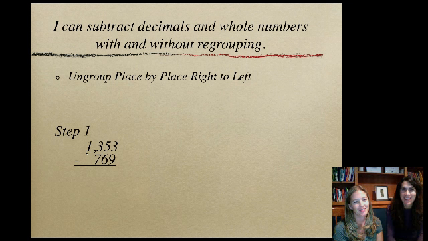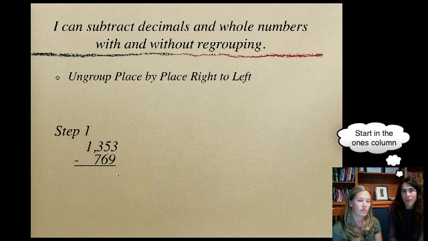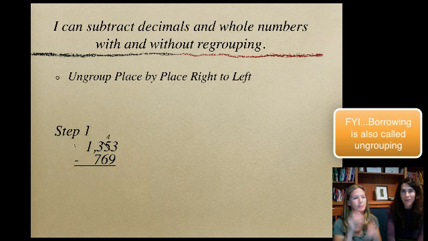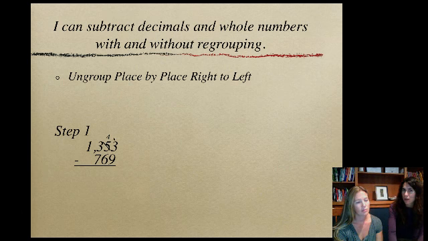So we have 1,353 minus 769. When we are going right to left, we're going to start over here in the ones place value. And we are going to think, okay, can I do 3 minus 9? No. Please say no. Then you have to borrow from next door at the tens place. So we're going to do that right here. So now instead of 5 tens, we have 4 tens, which means now our 3 can turn into a 13. So now we can do 13 minus 9, and we will get 4, hopefully.